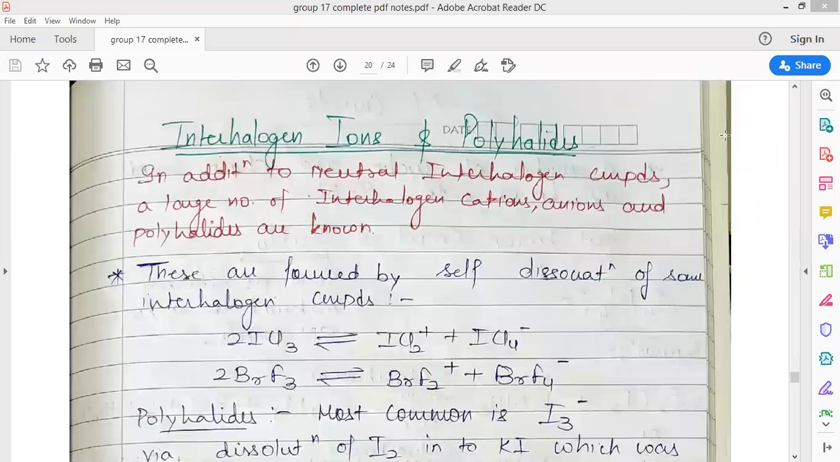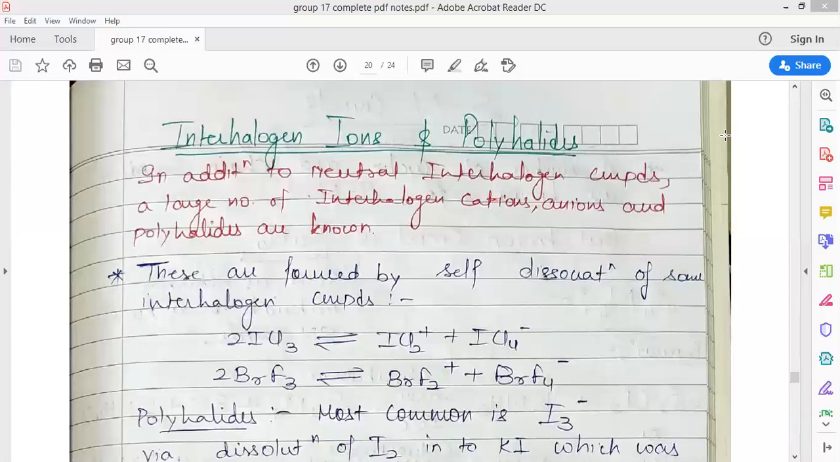In this video, we'll be discussing interhalogen compounds, interhalogen ions. We have already done the interhalogen compounds. We are doing the halogen family out of p block elements and we are done with everything. This is the last video out of this p block elements chapter. So the second last topic is interhalogen ions and polyhalides.